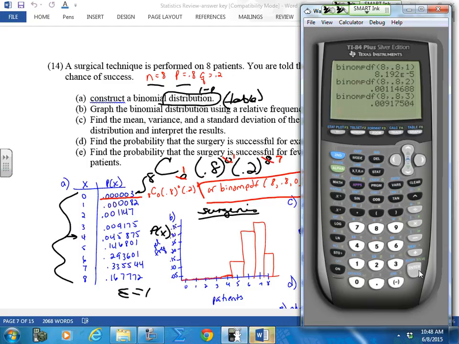Where's the skew to this curve? It's skewed to the left. Skewed to the left. And we like that skewed to the left because look where our successes are. And we would like to know that the surgery, yeah, you would like to go to a doctor that has good successes. You wouldn't want his surgery skewed to the right.